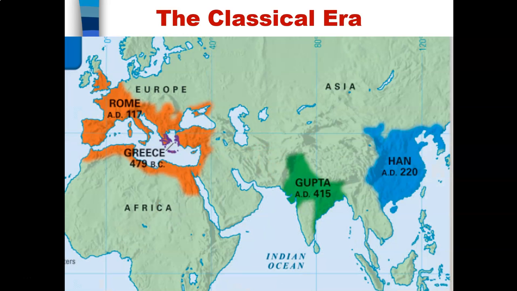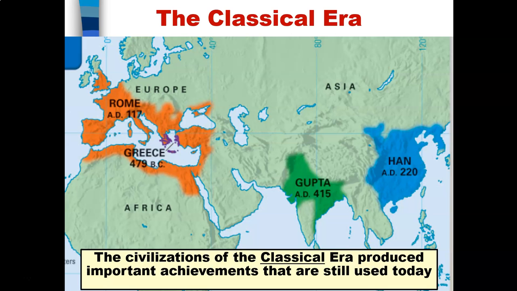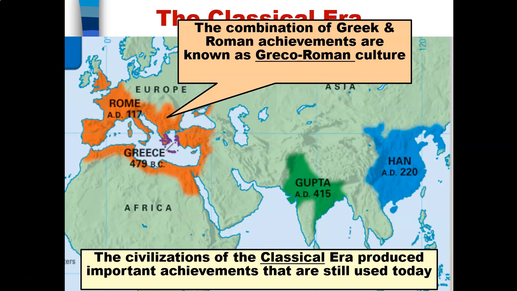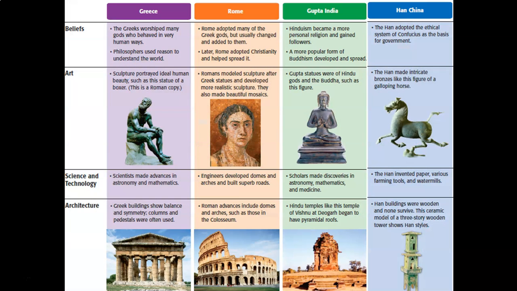And now let's look at the classical era. The civilizations of the classical era produced important achievements that are still used today. The combination of Greek and Roman achievements are known as Greco-Roman culture. And here we have obviously a little bit about the Greeks, the Romans, Gupta India, and also Han China. We have their beliefs, the arts, science and technology, as well as architecture.